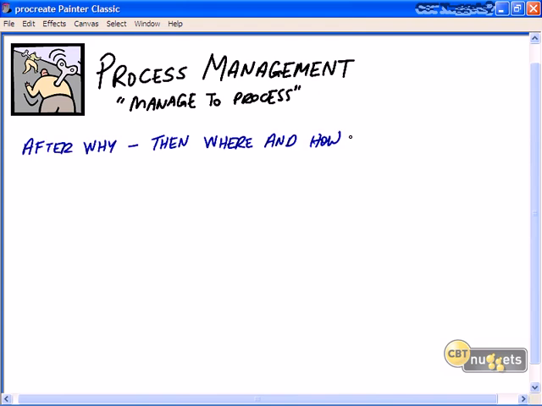Previously, we've established the why. Okay, that's the mission, the vision, the objectives, the policy. That's the why. The process management, or manage to process, is the where and the how. Where do we want to be as an organization? Where are we now? Assessing the present state of the organization or the company. Then how? How do we get where we want to be? That's involving processes.